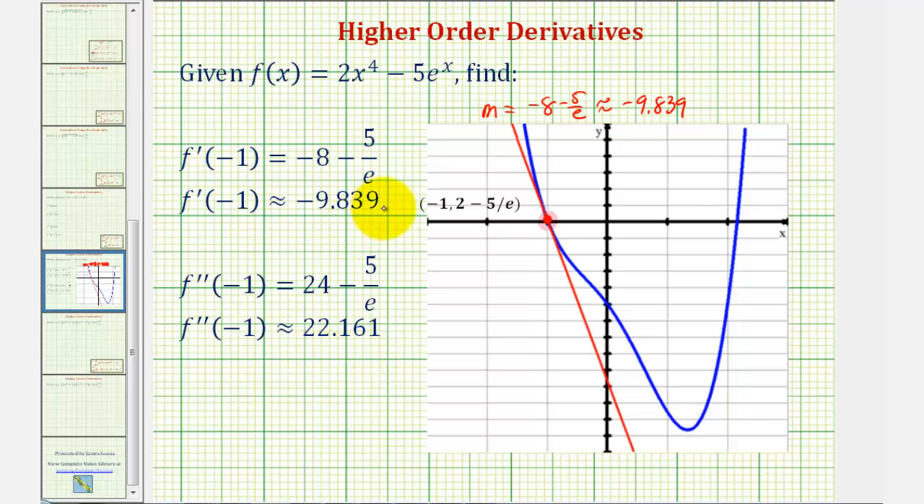But we'll talk more about increasing, decreasing, concave up, concave down in future lessons.